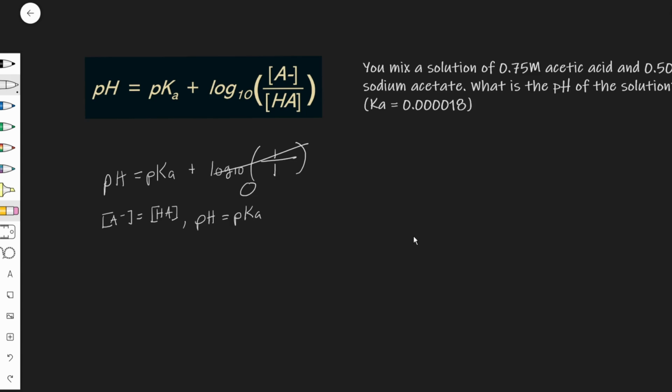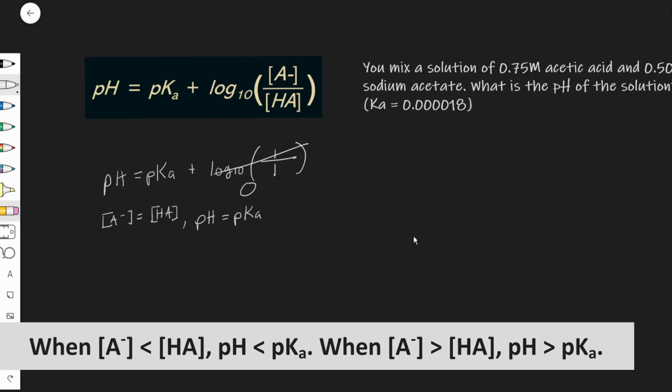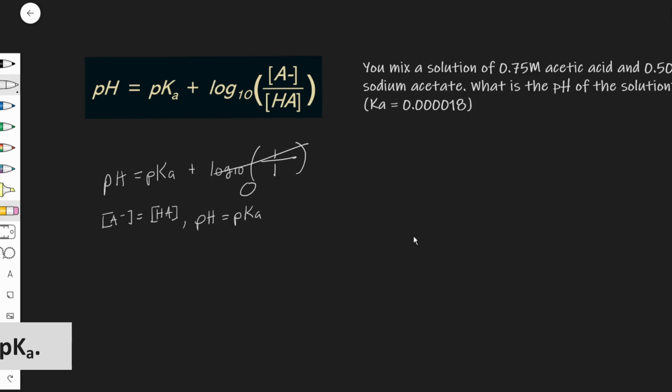And I wanted to cover this before we work the problem because it comes in handy as a kind of mental double check. If these two are equal, then pH equals pKa. So what happens if you have more acid than you have of your acid salt? Well, logically speaking, that should tell you that your pH is going to be less than your pKa. And if you have more of your acid salt than you have of your acid, then your pH should be greater than pKa. That should help you do a quick logical check to double check your numbers and make sure they make sense.